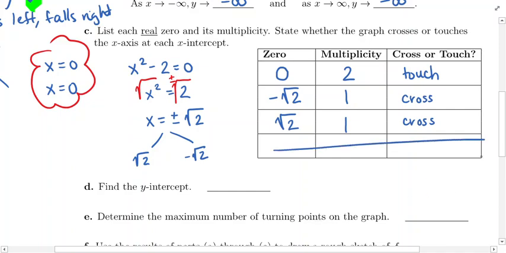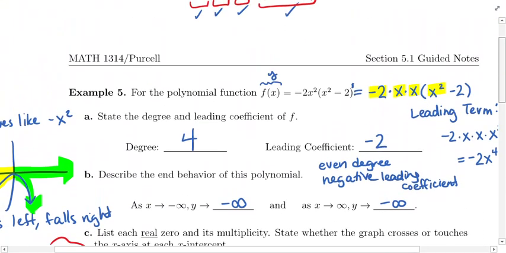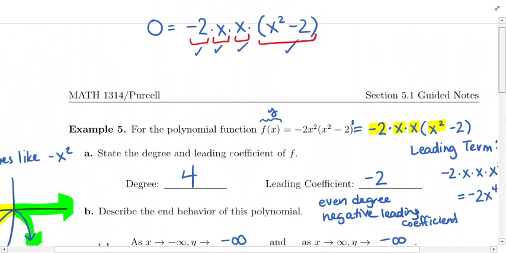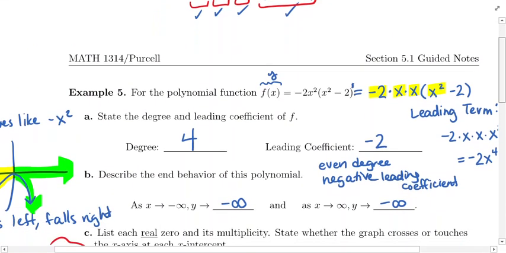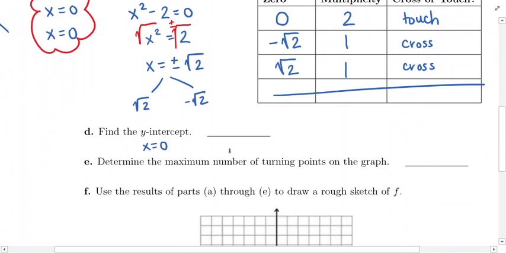Okay, part D, let's find the y-intercept. So we need to set x equal to 0 and solve. Go back up to your original function, and we're going to substitute x equals 0. So we're going to get y equals negative 2 times 0 times 0 times 0 squared minus 2.